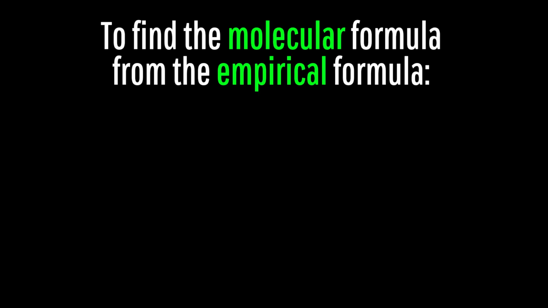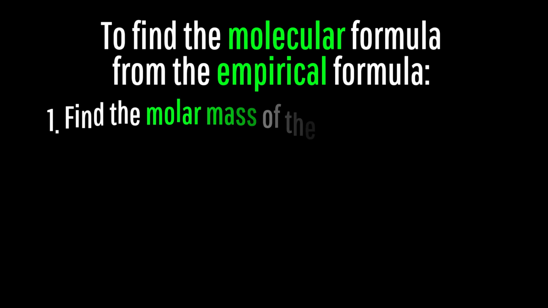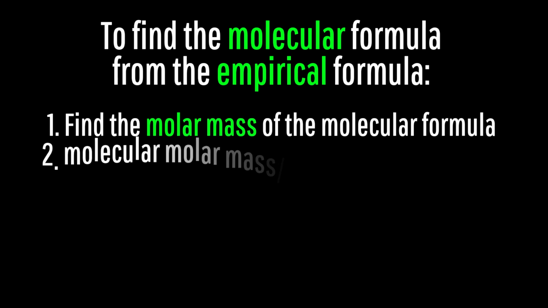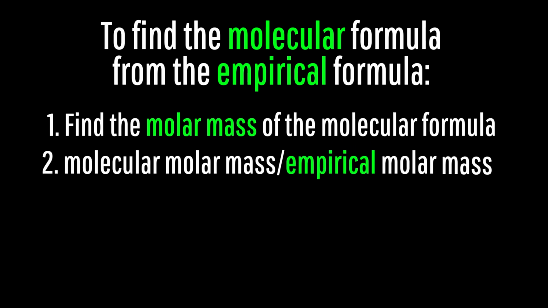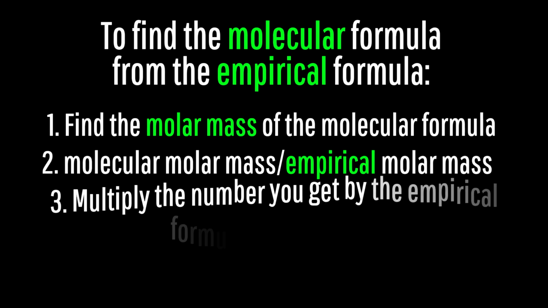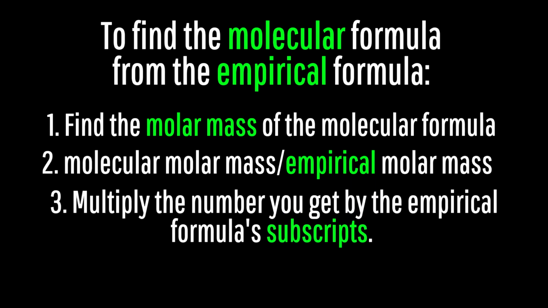In short, if you need to convert an empirical formula into a molecular formula, you find the molar mass of the molecular formula, divide it by the molar mass of the empirical formula, and multiply the value you get by all the subscripts in the empirical formula.